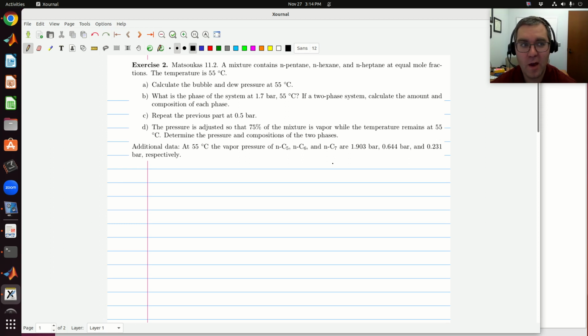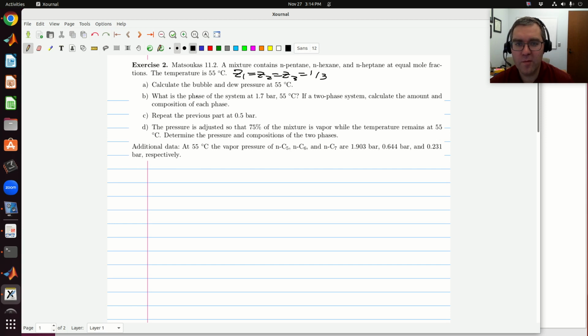All right, let's take a look at problem 2. So the mixture contains n-pentane, n-hexane, and n-heptane at equal mole fractions. The temperature is 55 degrees C. So equal mole fractions means z1 is equal to z2 is equal to z3, and that's equal to a third.